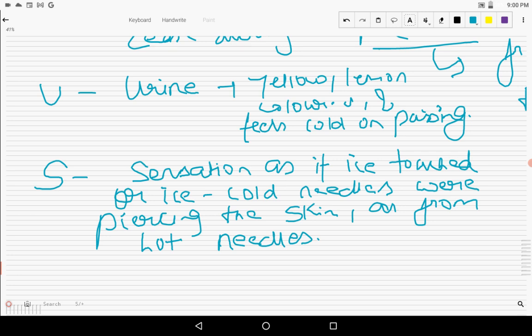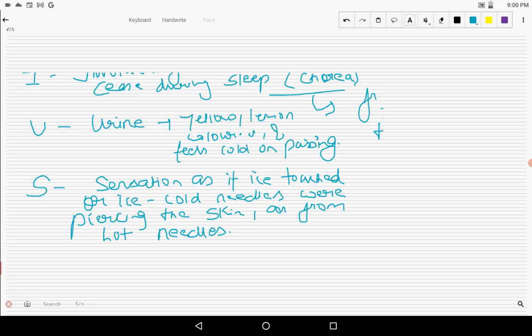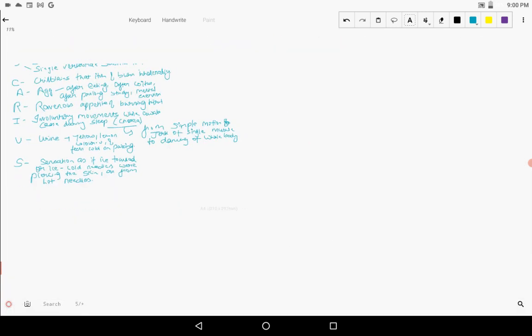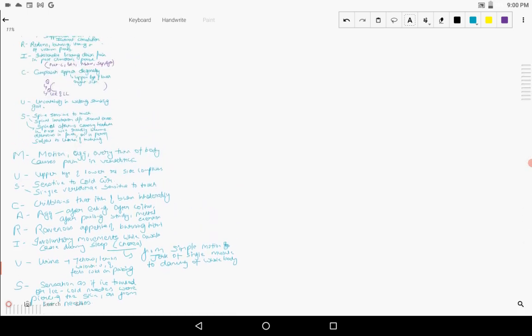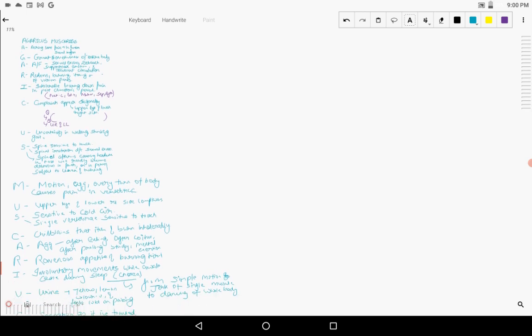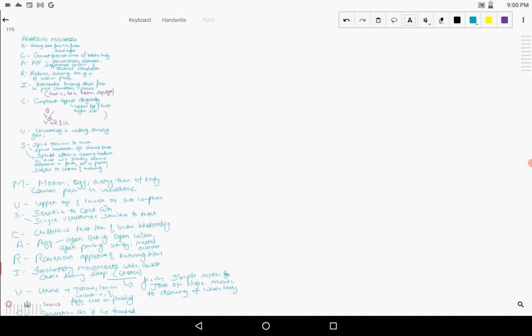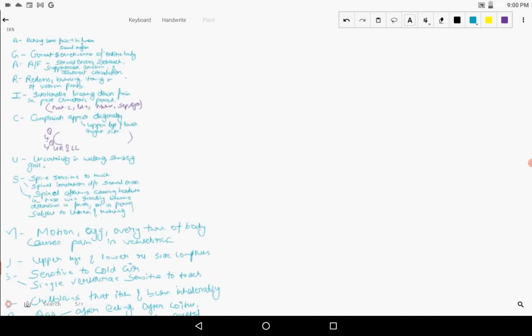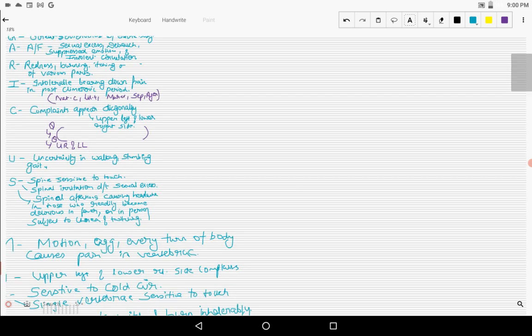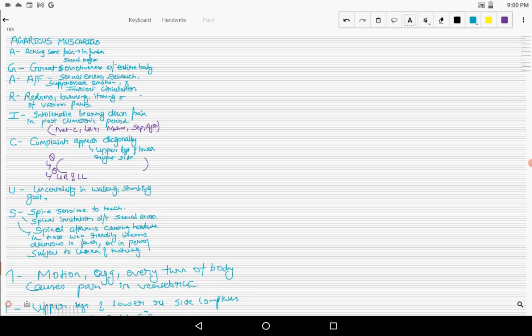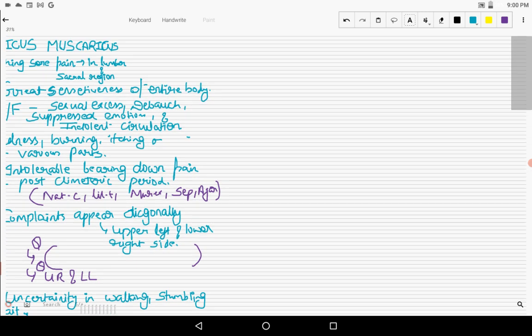Okay, so these were the mnemonics for Agaricus Muscarius. Agaricus is basically a fungi, and the temperament of the patient is nervous. And talking about therapeutic point of view, Agaricus is a very good remedy for chorea, chilblains, frostbite. Okay, so let's revise quickly.